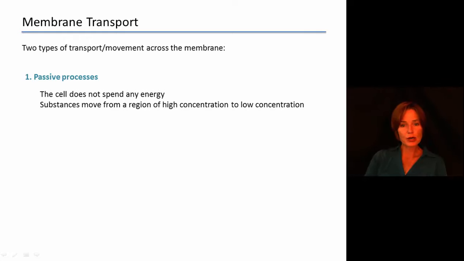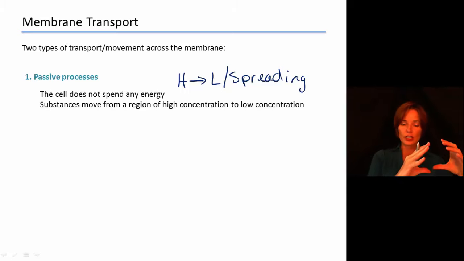What describes the passive processes is, first of all, they do not require the cell to spend any energy. So we will not see any use of ATP to actually make these things happen. And then another thing that describes them is that the substances are moving from a high concentration to a low concentration. So if we sum that up, they're moving from high to low, or in other words, they are spreading. So you might have something that is ultimately really concentrated, packed together very tightly, and with the passive process, it will be able to move and spread out.